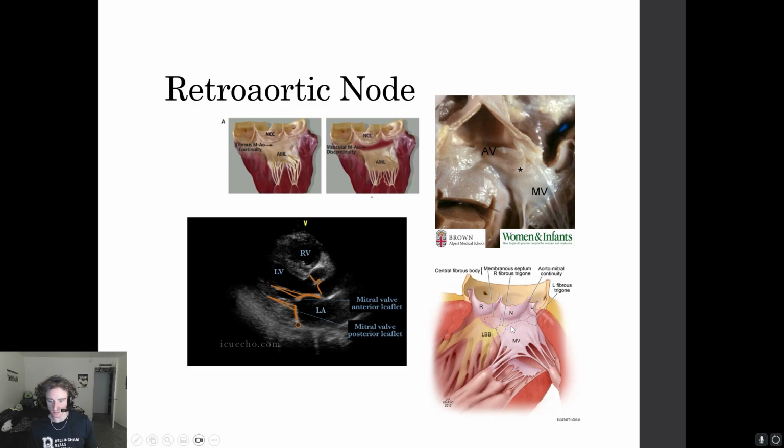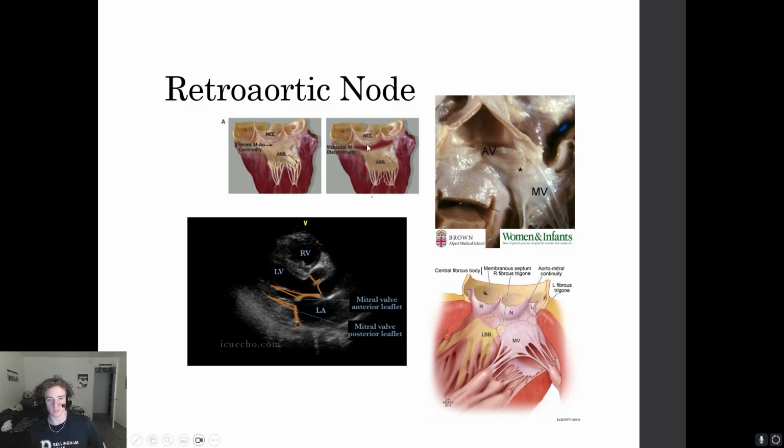But these come together to form a fibrous continuity, right? And you can even see, this is actually a pretty nice diagram because it shows where the central fibrous body is, where the left bundle branch is, and where that transition would be going, but it stopped by the fibrous part. So looking at this picture, it's actually muscular.